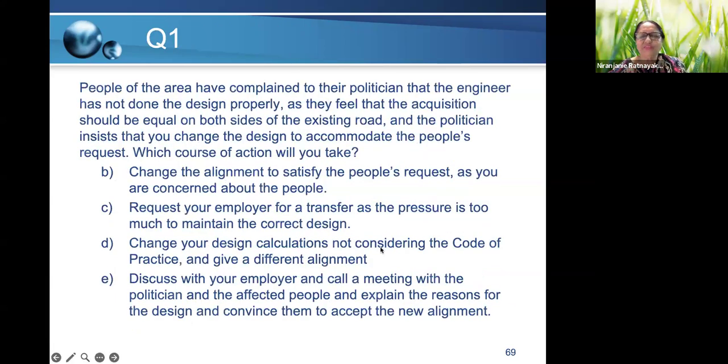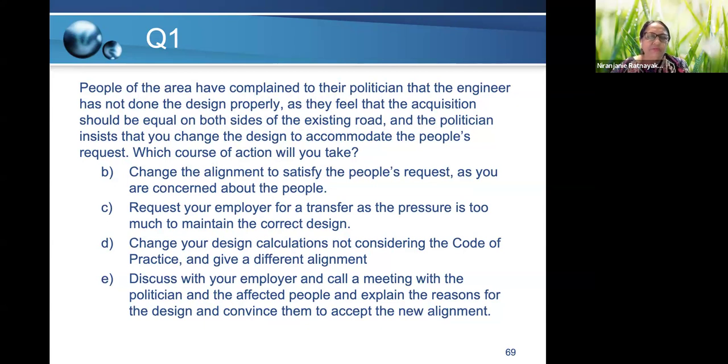Now I have some questions. Actually, these are MCQ questions that I've been giving. I want you to answer. How can you do it? Can you put it in the chat box? So the first question is, people of the area have complained to their politician that the engineer has not done the design properly, as they feel that the acquisition should be equal on both sides of the existing road. And the politician insists that you change the design to accommodate the people's request. Which course of action will you take?